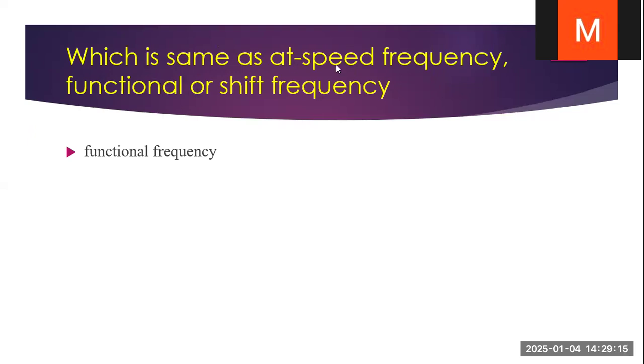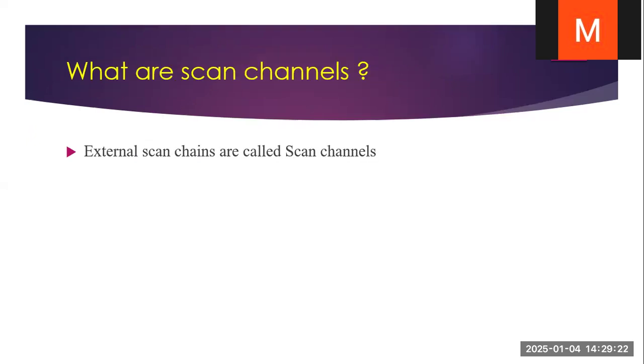Which is the same as at-speed frequency: functional frequency or shift frequency? Functional frequency is the same as at-speed frequency. Next, what are the scan channels? External scan chains are called the scan channels. The internal ones, within the core, are called the scan chains.